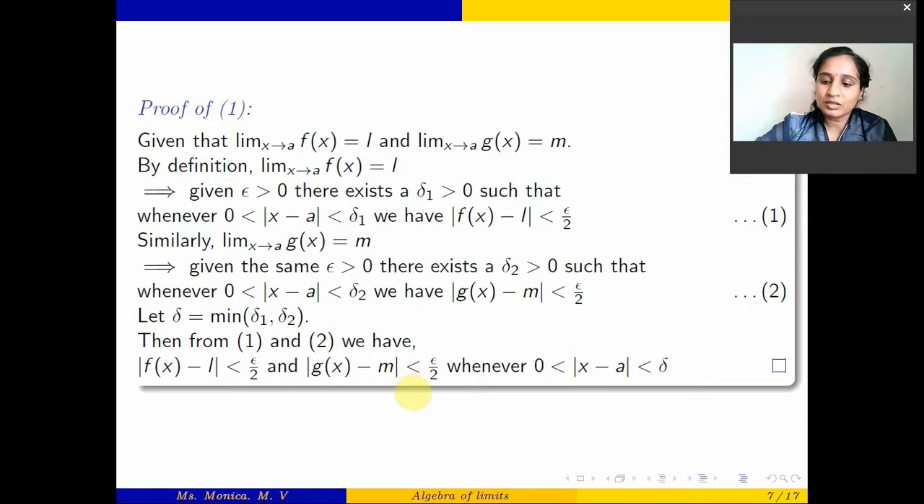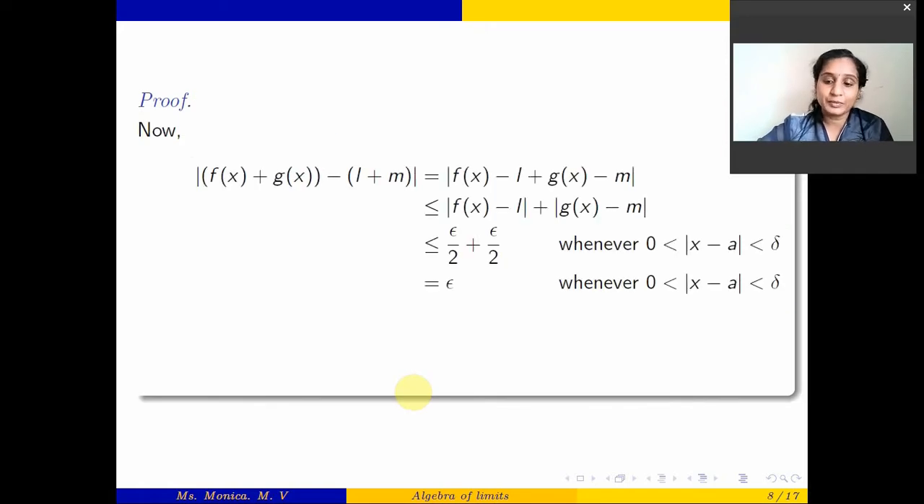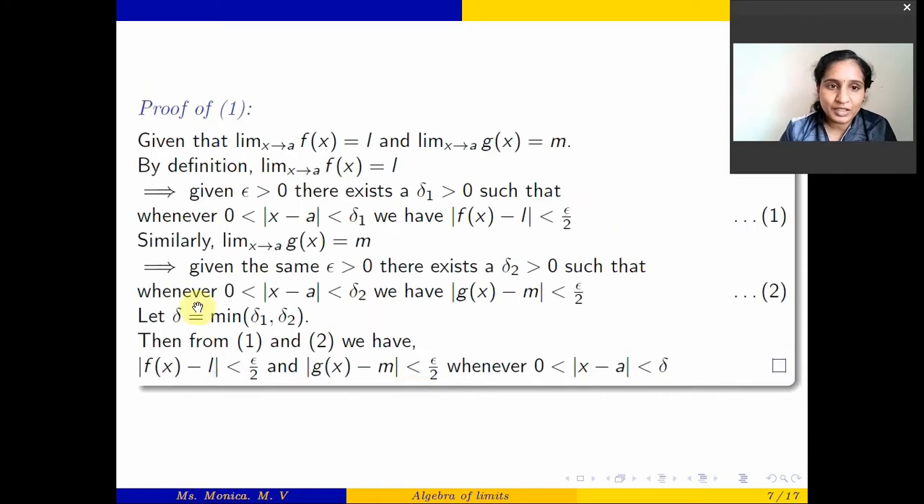Now we'll come to the main part here. What is the main part I want to prove? Somewhere we have written the definition. If I want to show that limit x tending to a f of x is equal to L, then what are we supposed to prove? We are supposed to prove that if I take any epsilon, I should find a delta such that when the distance between x and a is less than delta, f of x minus L should be less than epsilon.